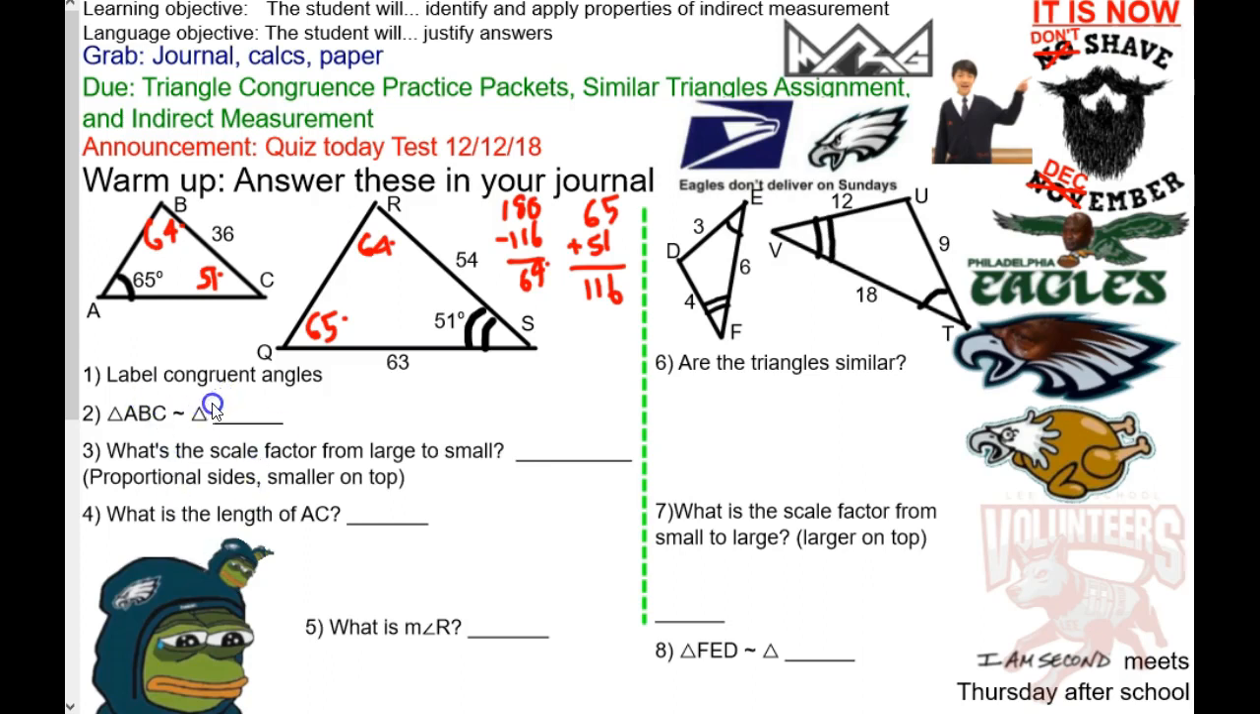And we have a statement, ABC is similar to triangle what. So let's put them in order. If we go A, B, C, it needs to go in the same order, Q, R, S. Now, is it always in alphabetical order? No. In this case it is, but it's not always.